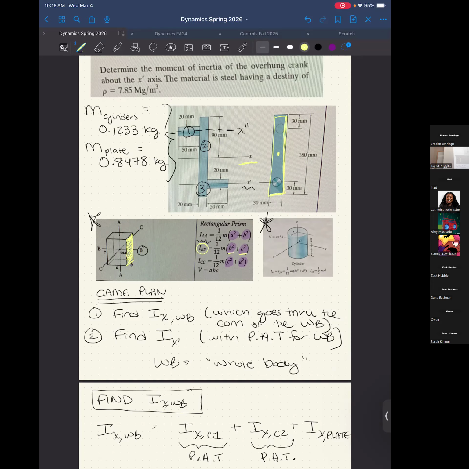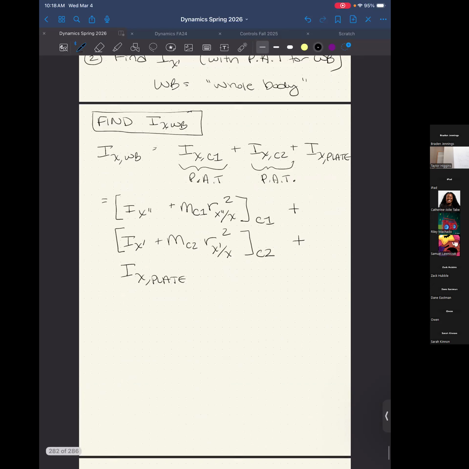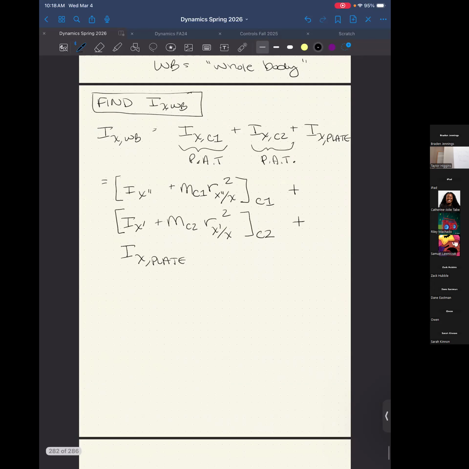Okay. So that means that down here, it should be 1/12 M plate times 0.03 squared plus 0.18 squared.